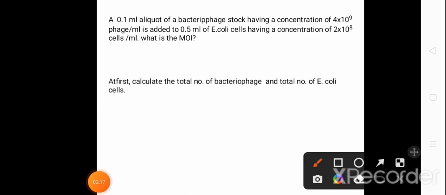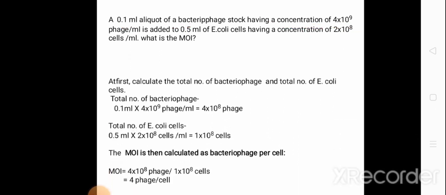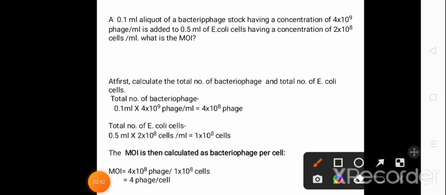As we know, MOI is equal to the total number of phage divided by the total number of target cells in a defined space. So at first we have to calculate the total number of bacteriophage and the total number of E. coli cells. Here it is mentioned that 0.1 ml of aliquot of bacteriophage stock has a concentration of 4 into 10 to the power 9 phage per ml. So the total number of bacteriophage here is 0.1 ml into 4 into 10 to the power 9 phage per ml. That is 4 into 10 to the power 8 phage.